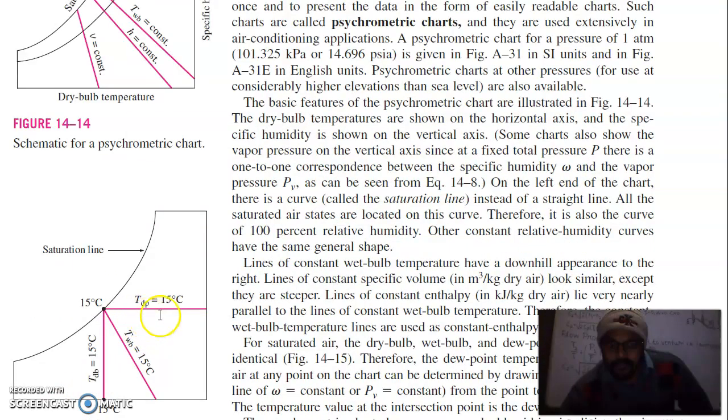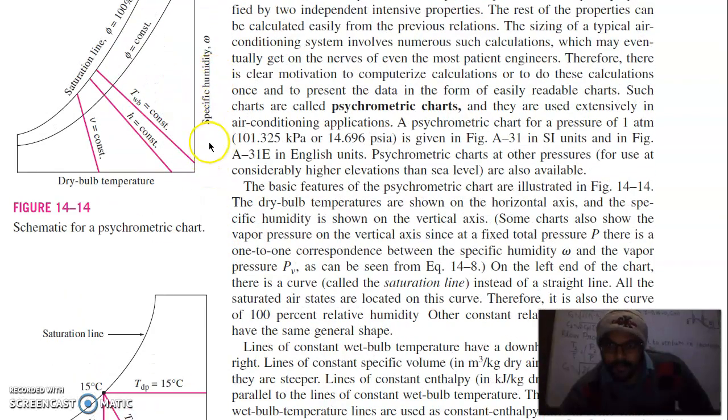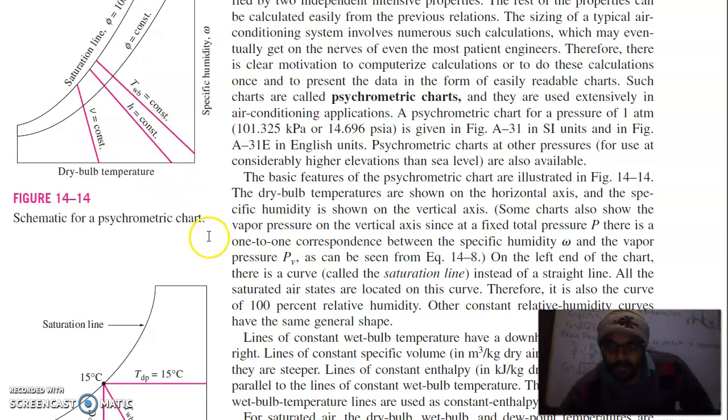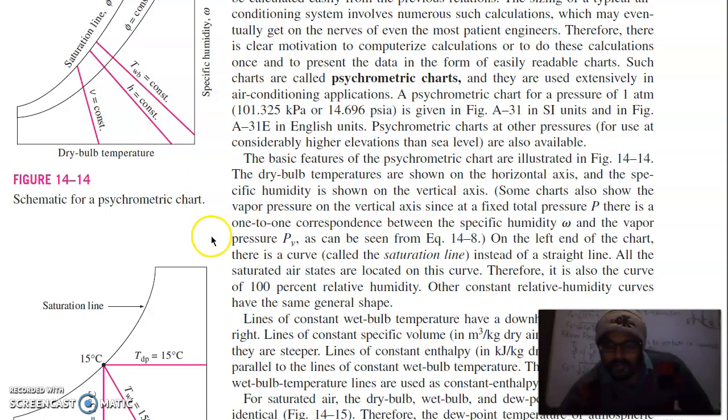The dry bulb temperature is shown on this horizontal axis, and the specific humidity is shown on the vertical axis, which is here. On the left hand side of the chart there is a curve called the saturation line. This is a saturation line instead of a straight line. All saturated air states are located on this curve. Therefore, it is also the curve of 100% relative humidity. Other constant relative humidity curves have the same general shape.